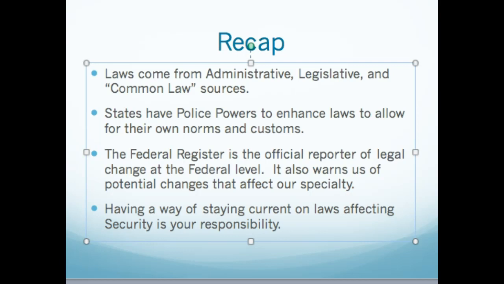And trade organizations, trade magazines, trade articles, newsletters will also give you that information. I suggest you be active in those organizations because it is one way to stay current on changes. Remember, the law changes slowly. It gives us time, so you don't have to obsess on it, but it is your responsibility.